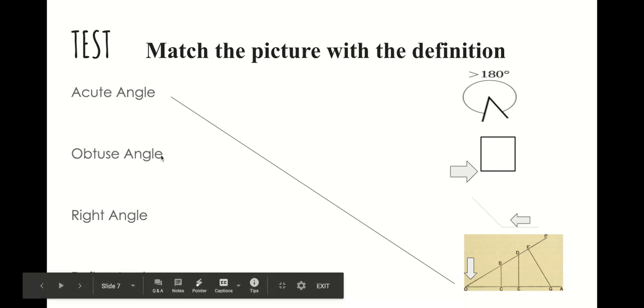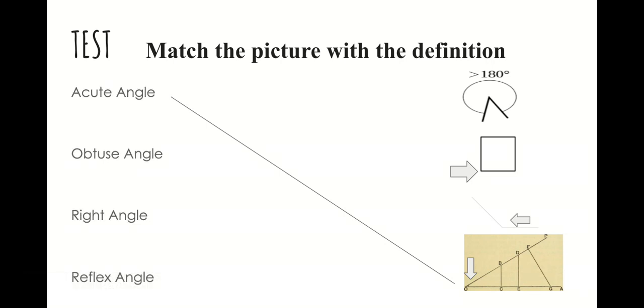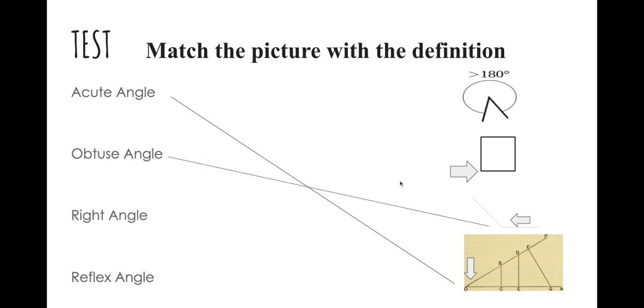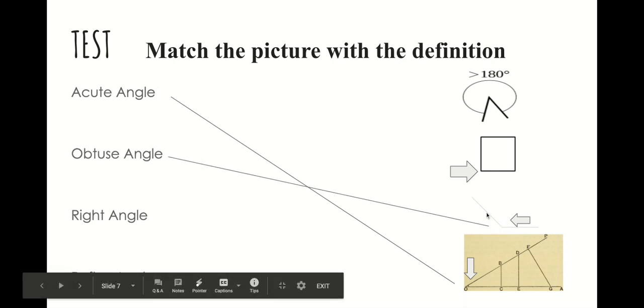Next up is obtuse angle. Now, the way I said it hopefully will help you. Obtuse angle. Let's take a look here. Which angle looks like it might be obtuse? If you chose this angle right here, you are correct.